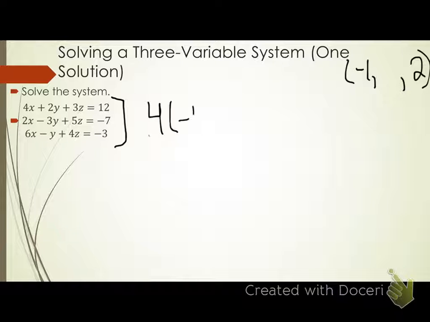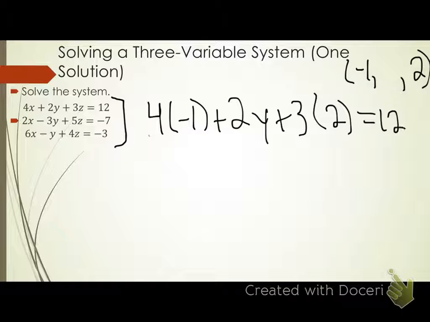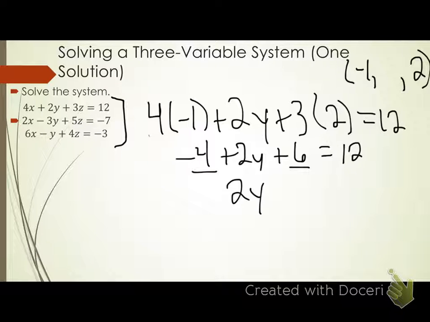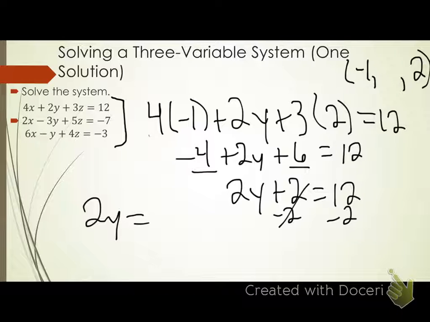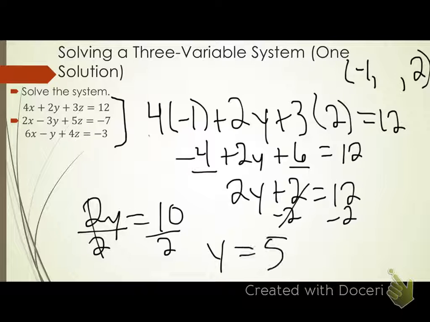4 times x, which is negative 1, plus 2y plus 3 times 2, which is z, equals 12. Now I'm just working it down, solving for y. 4 times negative 1 is negative 4. 3 times 2 is 6. Combining my like terms, I get 2y plus 2 equals 12. Subtract 2 from both sides. 2y equals 10. Divide both sides by 2. y equals 5. There's my y value.